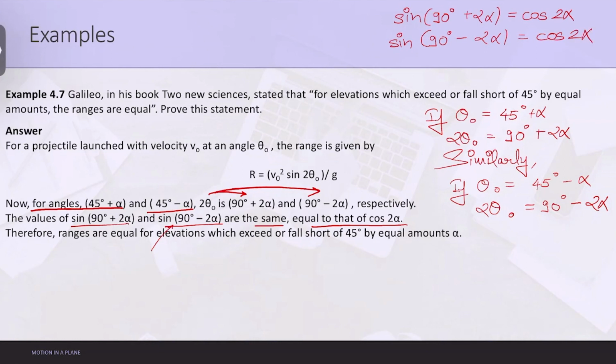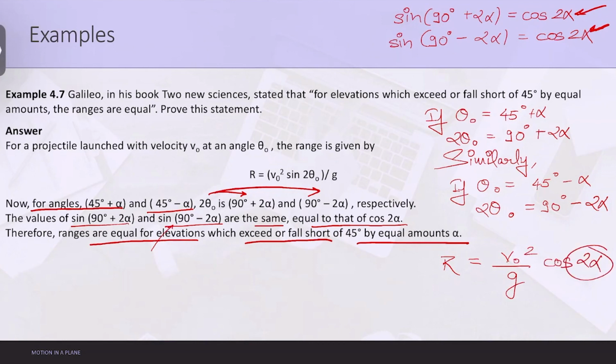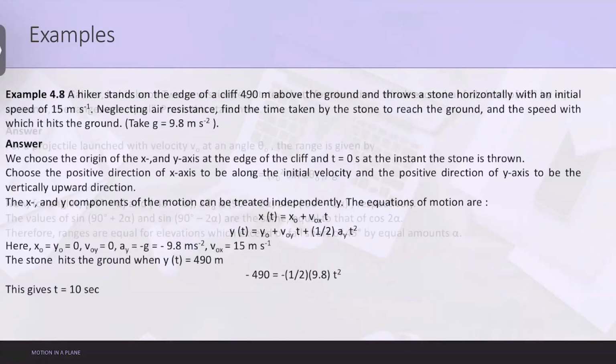So the ranges are equal for elevations which exceed or fall short by equal amounts. You can see clearly that as both give cos 2 alpha, finally the range is equal to v0 square by g into cos 2 alpha. This is the alpha being talked about here. So that was how we understood this concept, and this is also a discussion about your range. Fine. That being said, let's move forward.